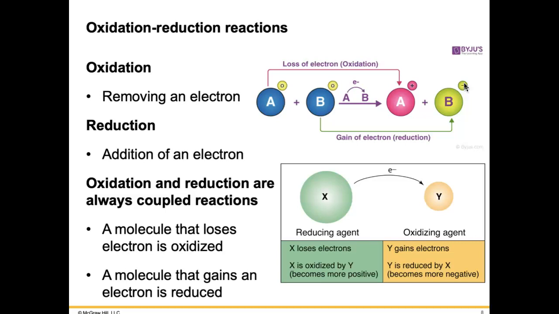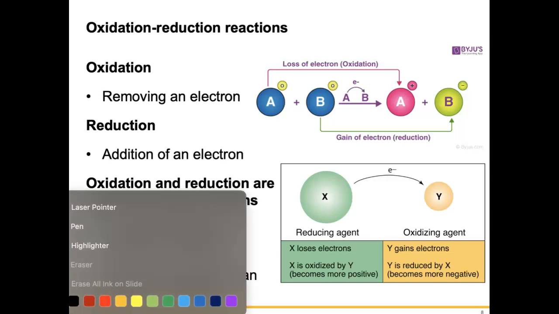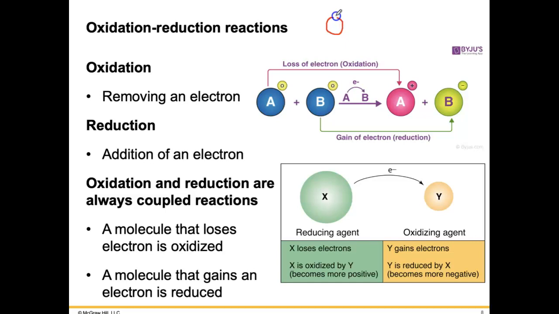A molecule that is losing an electron is oxidized, and a molecule that gains an electron is reduced. When I learned this in chemistry, there was a little saying, OIL RIG, which stood for oxidation is losing an electron and reduction is gaining an electron. So hopefully that helps.